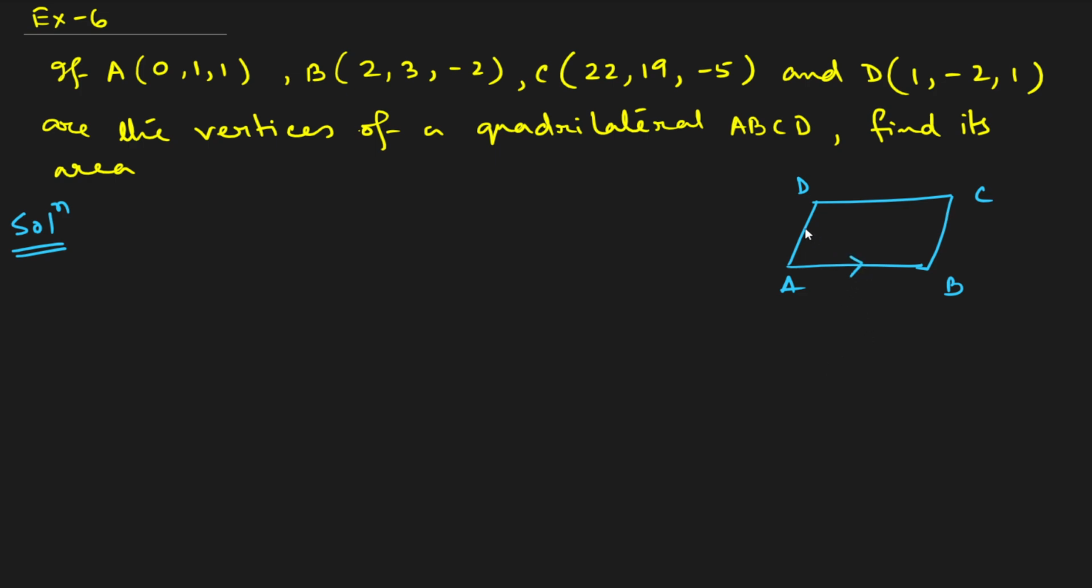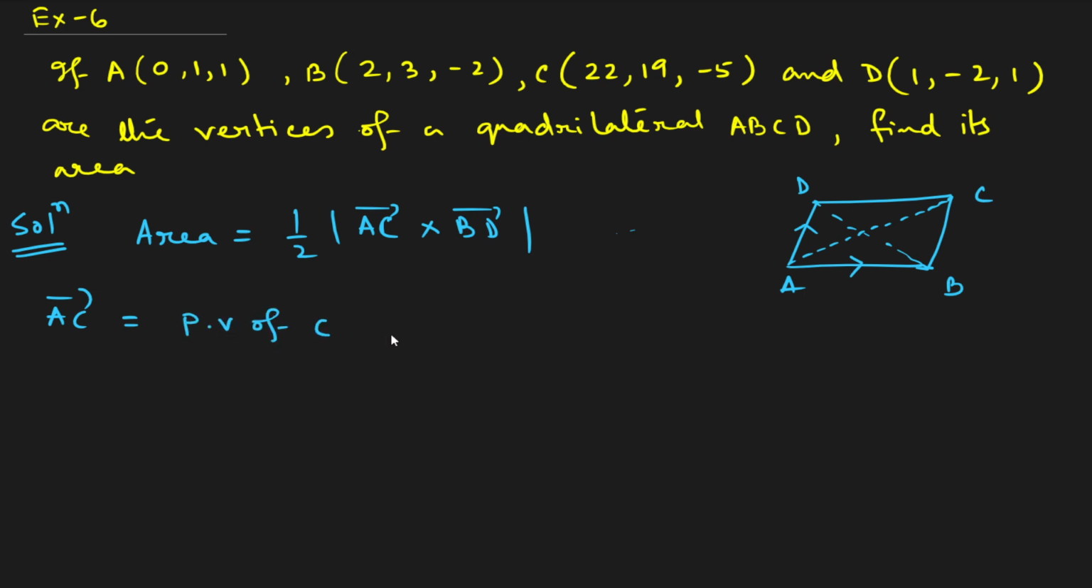If you know AB bar and AD bar, two adjacent sides, then the area of the quadrilateral is what? Area will be half into AC bar, this diagonal, and BD bar. I didn't mention this in the property. Like this also you can find the area of a quadrilateral: half into AC bar cross BD bar. So first we will find AC bar.